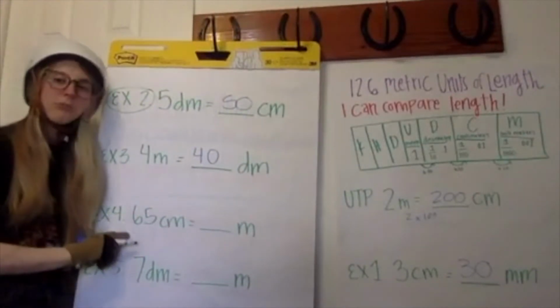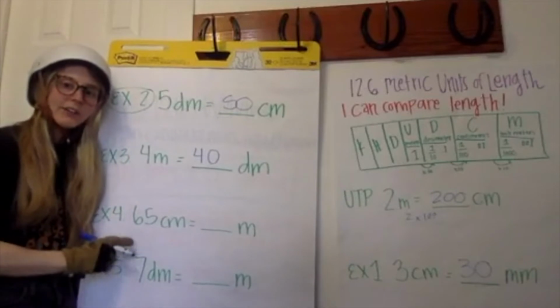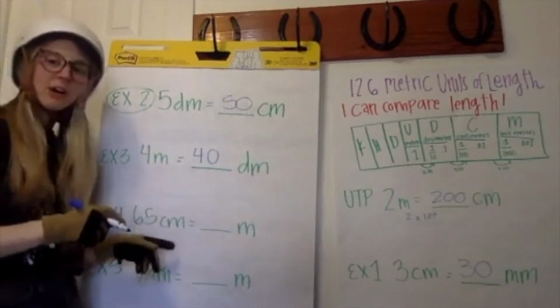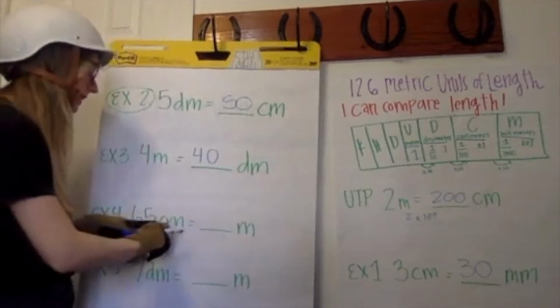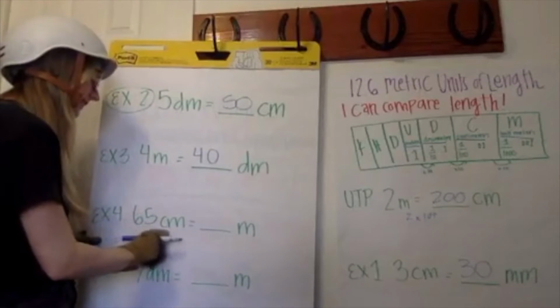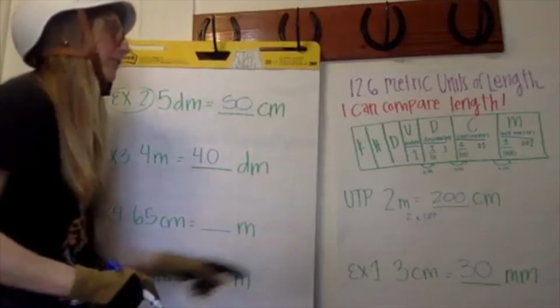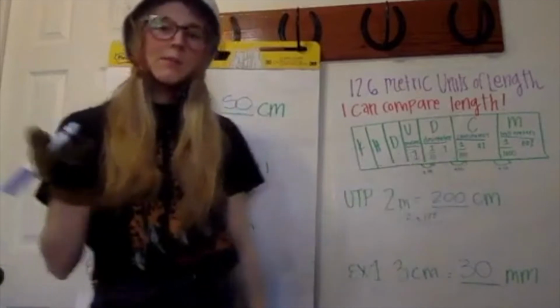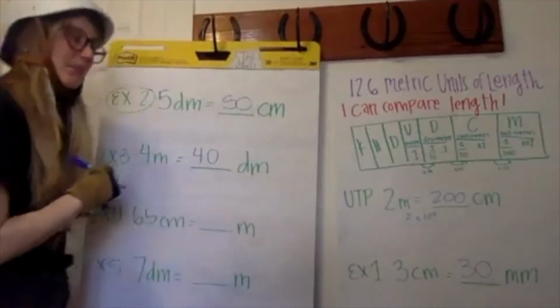You're going to see about 3 or 4 problems on your homework that look just like this. So this one's actually the opposite. This time, we're going from a smaller unit to a bigger unit. So we're going from 65 centimeters to meters. So centimeters to meters, that's actually going the opposite way. But we aren't going to divide. It's actually much simpler than that.